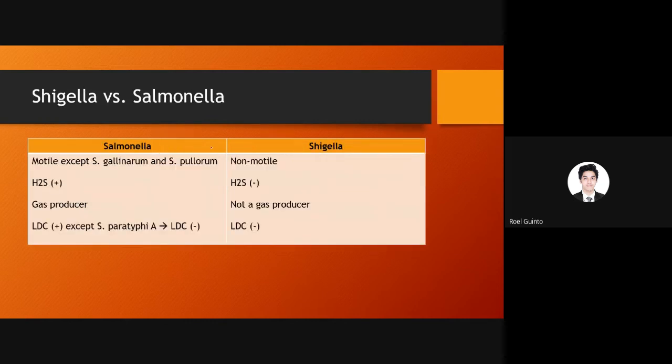So, next, how to differentiate Salmonella and Shigella? So, Salmonella is motile except for Salmonella gallinarum and Salmonella pullorum. So, H2S positive, gas producer, LDC positive, except for Salmonella paratyphi because this microorganism is LDC negative. Kasi Shigella naman is non-motile, H2S negative, not a gas producer, and LDC negative.